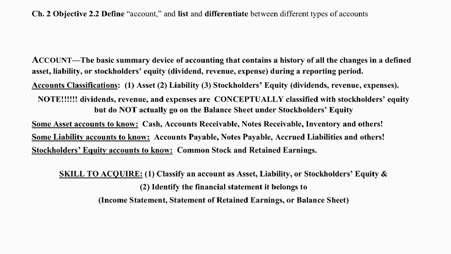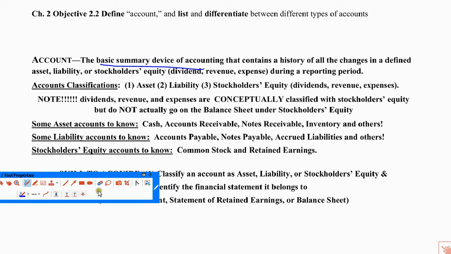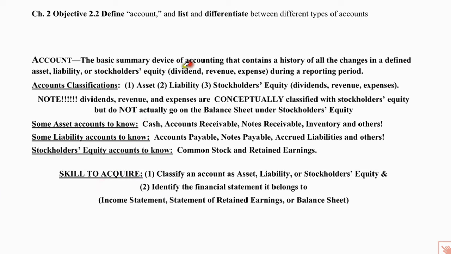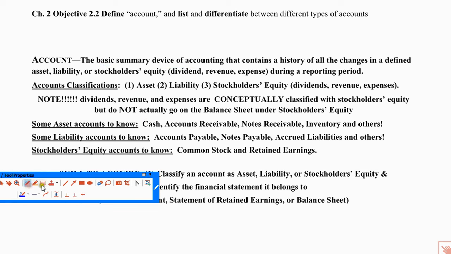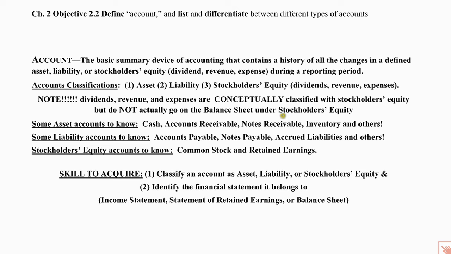All right, this is objective 2.2 in transaction analysis. We're going to define account and list and differentiate different types of accounts. So, an account is the basic summary device of accounting, and it's going to contain the history of all the increases and decreases to that account over its entire life in some instances or over a given year. Okay? In particular, for dividends, revenues, and expense accounts, it would be recording in particular for a reporting period.